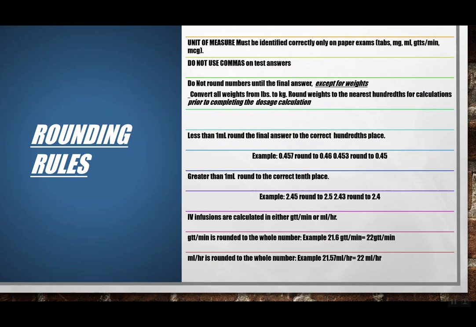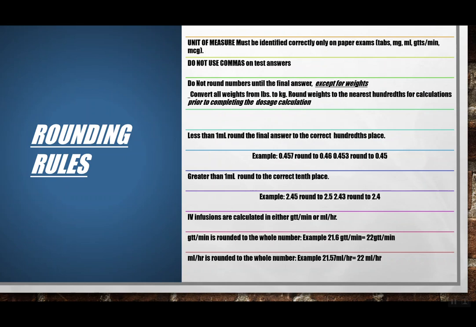No comma in that. Do not round numbers until the final answer, except for weights. Convert all weights from pounds to kilograms. Round weights to the nearest hundredth for calculations prior to completing the dosage calculation. If you have less than 1 mL, round the answer to the hundredths place. So 0.457 rounds to 0.46 and 0.453 rounds to 0.45. If it's greater than 1 milliliter, round to the tenths place. So 2.45 rounds to 2.5, and 2.43 rounds to 2.4.